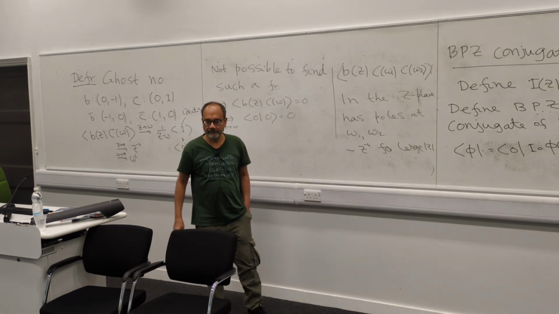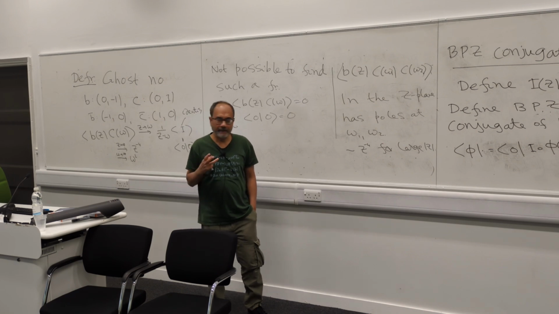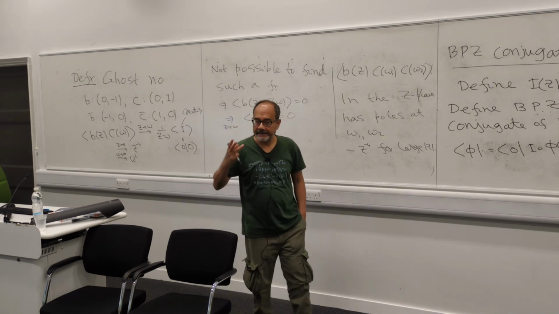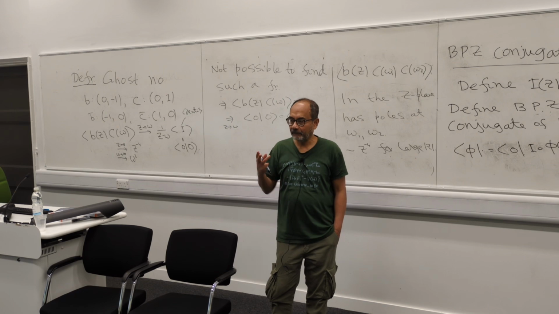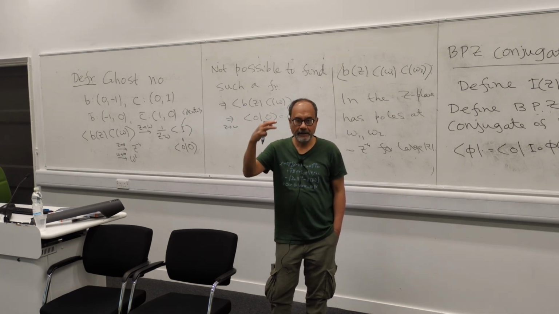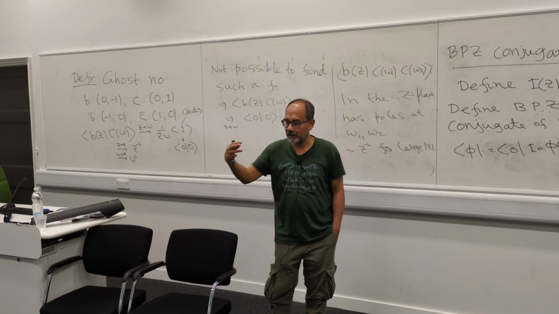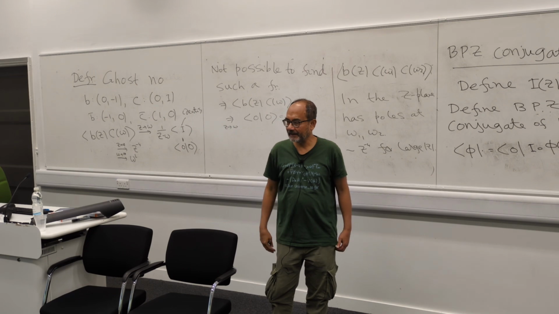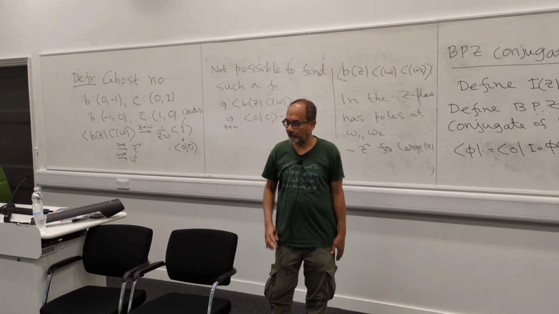Again, you can convince yourself that this is impossible, that there is no analytic function with this property. So if we have a 1 b, we need 4 c's. If you have 4 c's, then you can have 1 over z minus w1, 1 over z minus w2, 1 over z minus w3, 1 over z minus w4. That is a function that falls off as 1 over z to the 4.